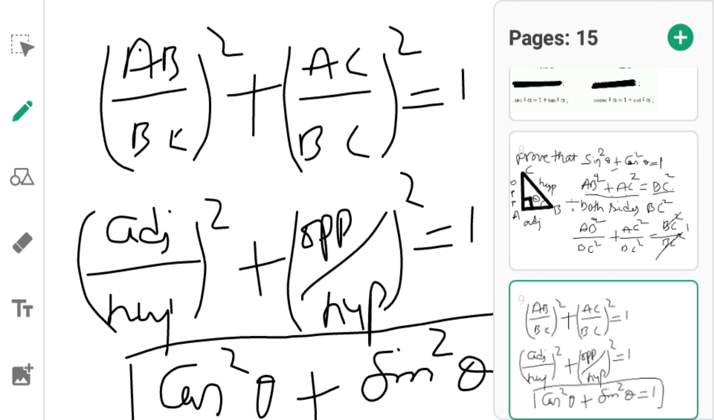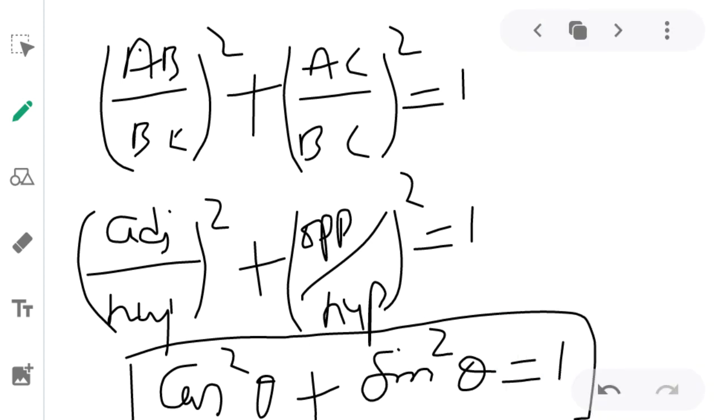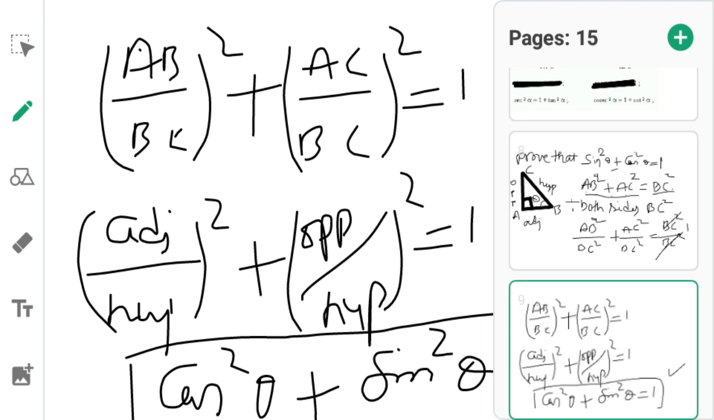So adjacent by hypotenuse is cos theta. As there is a square, we can write it as cos square theta. And opposite by hypotenuse is sine. There is a square, so we can take it as sin square theta. So we get cos square theta plus sin square theta equals 1. Hence, we have proven the given relation between cos theta and sin theta: cos square theta plus sin square theta equals 1.